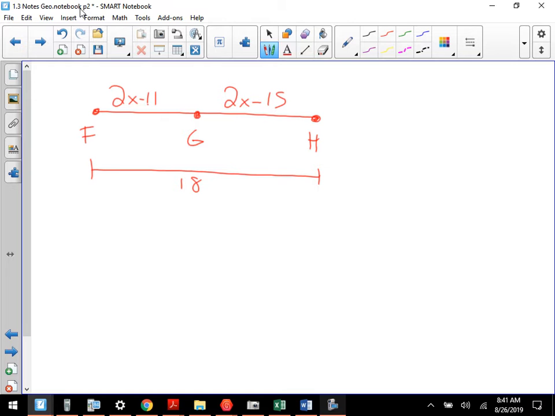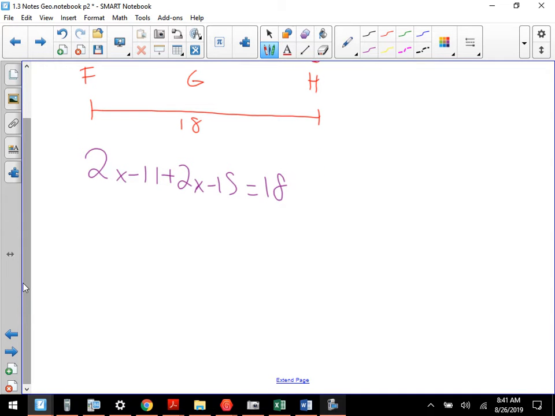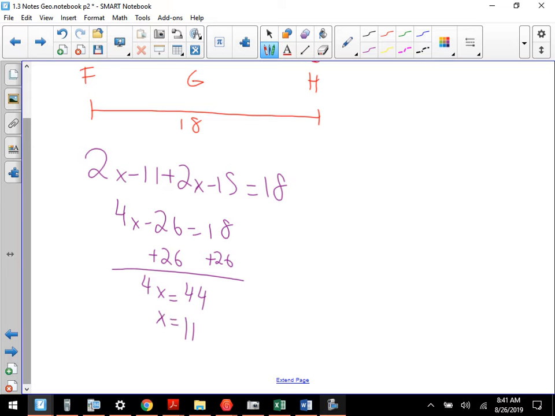18. So you wound up with 2x minus 11, 2x minus 15. You set that equal to 18. Combine your like terms just like we've done in the past. You wind up with 4x minus 26, I believe. And then you're back to the good old-fashioned two-step equation. With any luck, that means you added the 26 over. And it looks like you get 44, and you get 11. Right. Shouldn't have been anything crazy.